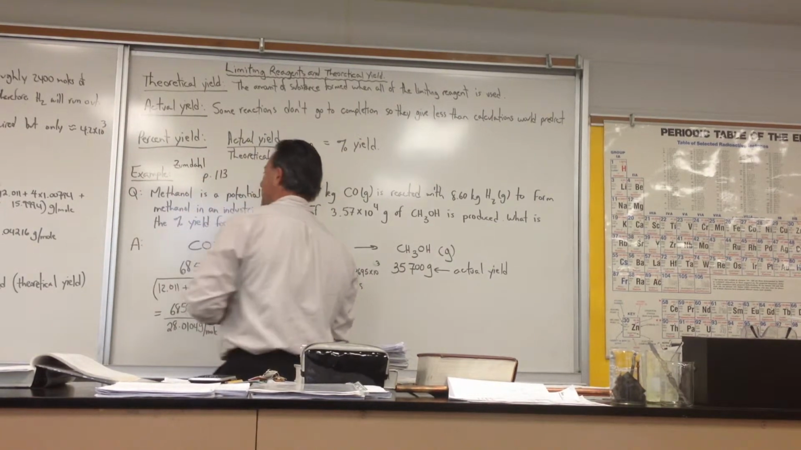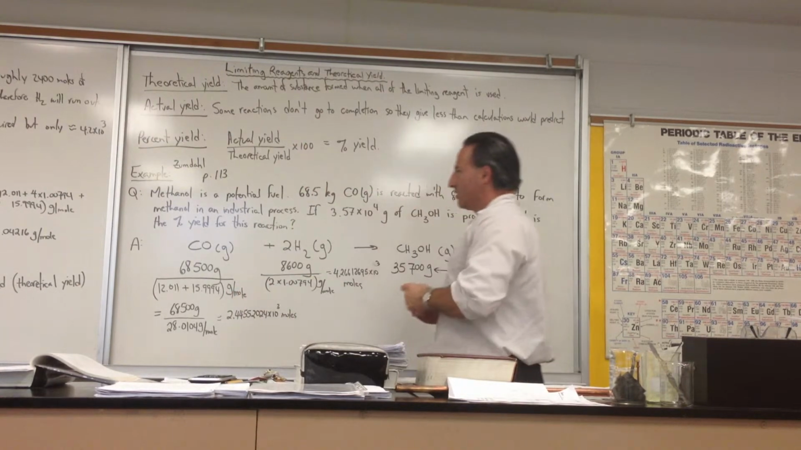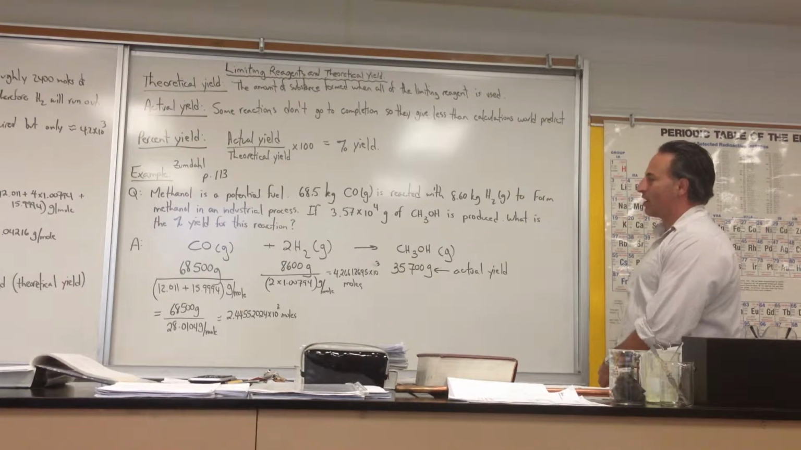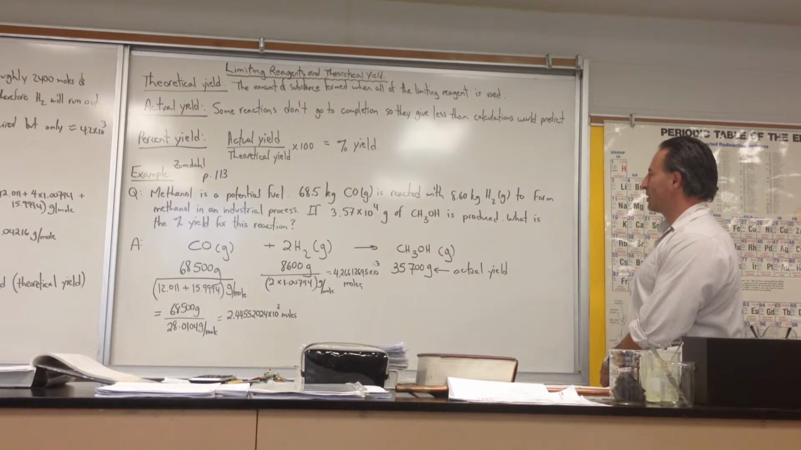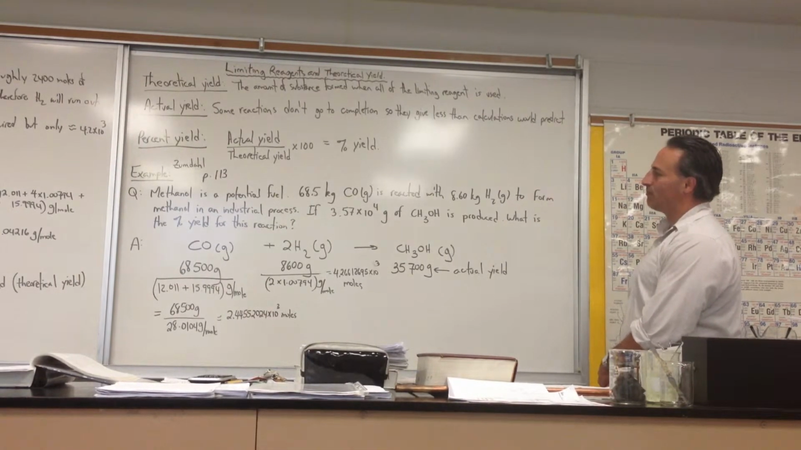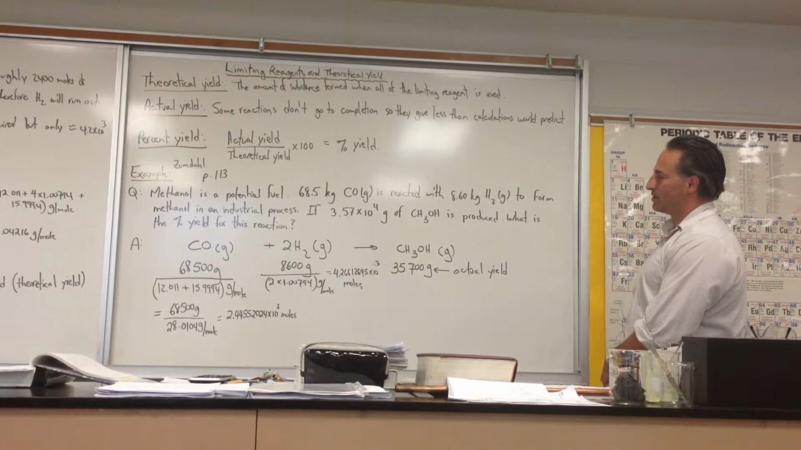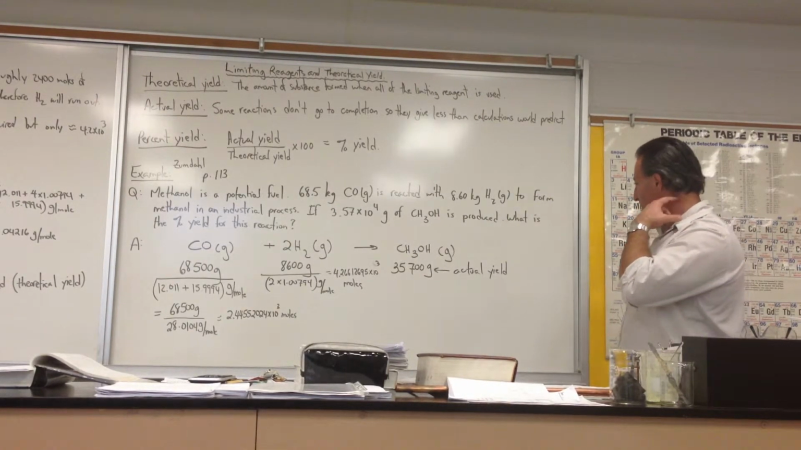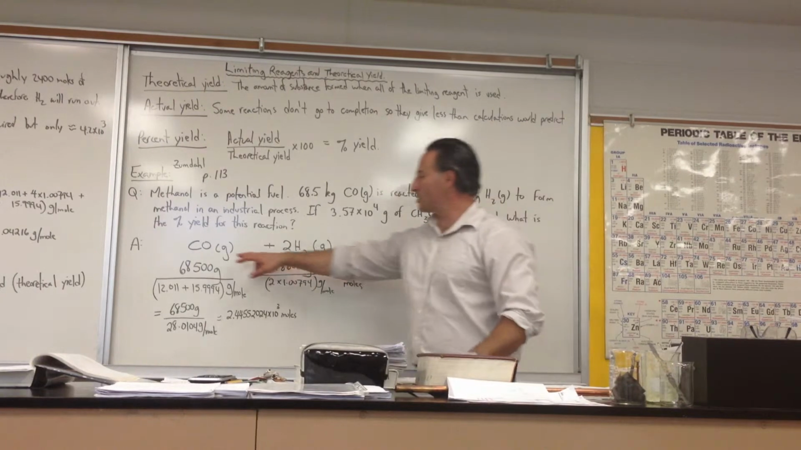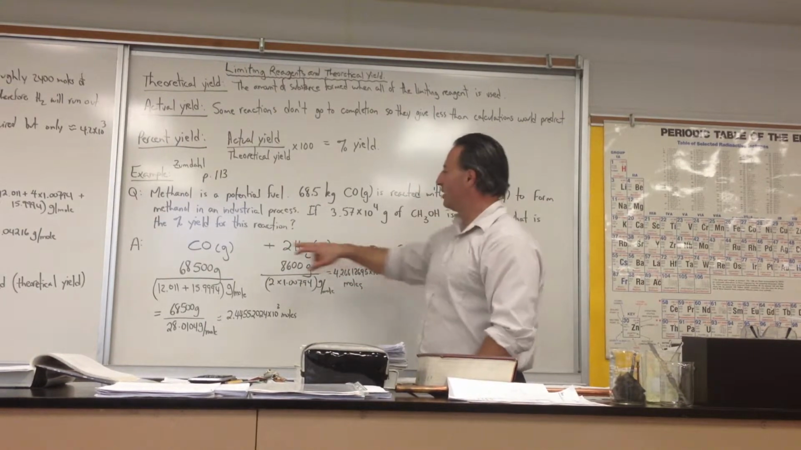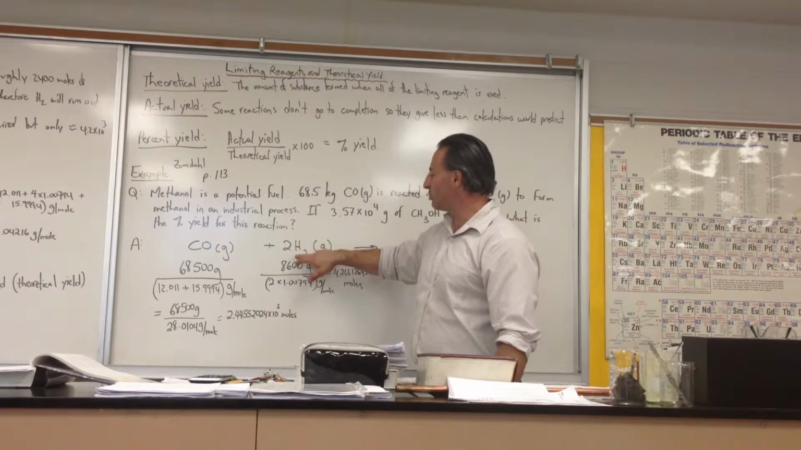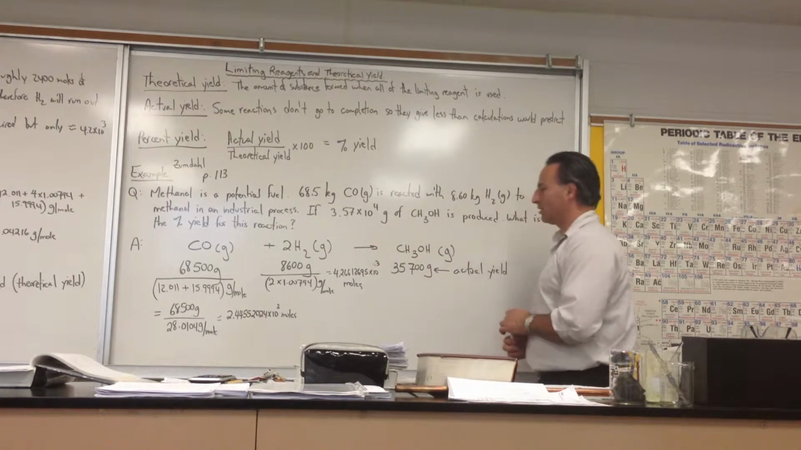on page 113, where he asks about methanol, and I'm paraphrasing: methanol is a potential fuel. 68.5 kilograms of carbon monoxide is reacted with 8.6 kilograms of hydrogen gas to form methanol in an industrial process. If 3.57 times 10 to the 4 grams of methanol is produced, what is the percent yield for this reaction? So what we had to do first is show the balanced chemical reaction. Carbon monoxide combines in the ratio of 1 to 2 with hydrogen gas to form methanol.